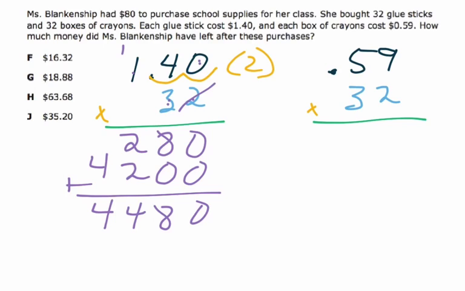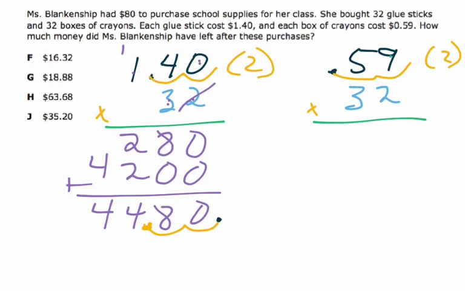And don't forget the decimal place. It is right here, but I'm going to come back 2 places. And so I have 44.80 for glue sticks. And let's do the same thing for our crayons out here. I move 2 spaces over and then multiply.